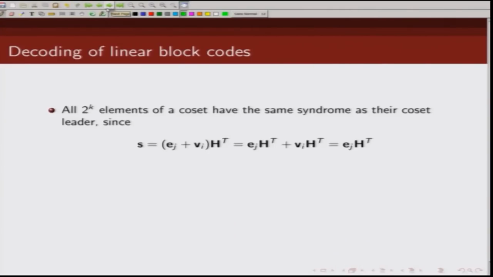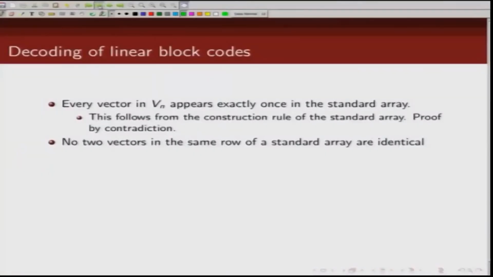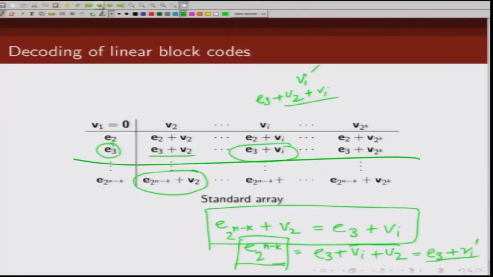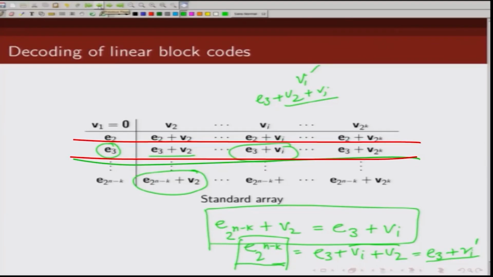The next property is that all the 2^k elements in a row or in a coset have the same syndrome. We can show this because each element in a coset is of the form Ej plus Vi, times H transpose, and since Vi H transpose is 0, they will only depend on the error pattern, and in each row it is the same error pattern that appears in the elements of the row. We can again go back to our diagram for the standard array and see this. In this row it is E3, in this row all these elements have E2, so they will have the same syndrome.